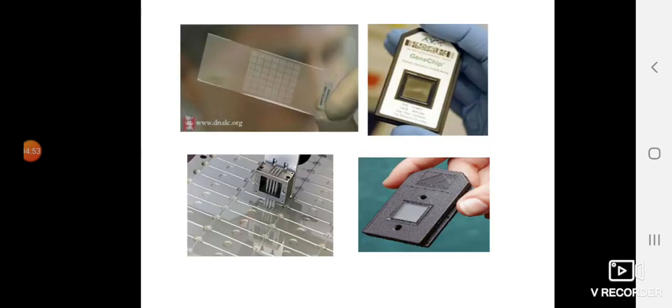So you can see here the glass slide at the top, and the Affymetrix matrix, which is actually known as the gene chip, which is being spotted by this robotic technology, and it appears like the other three. You can see that.